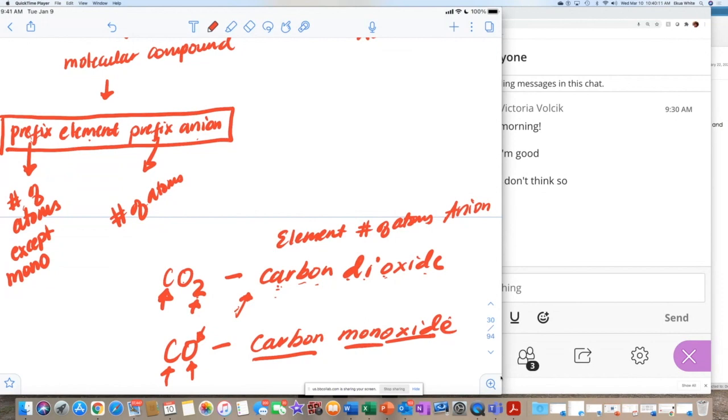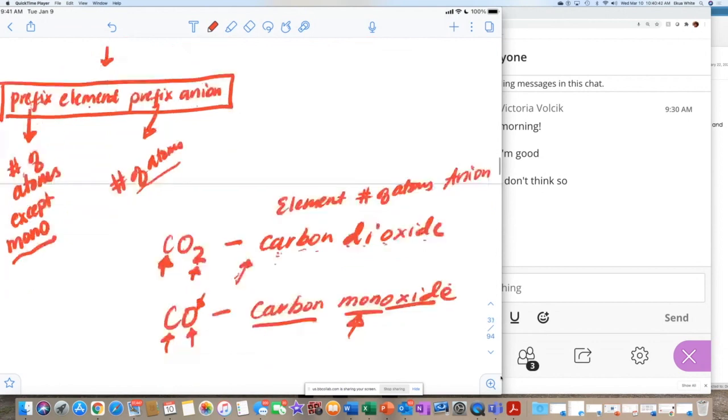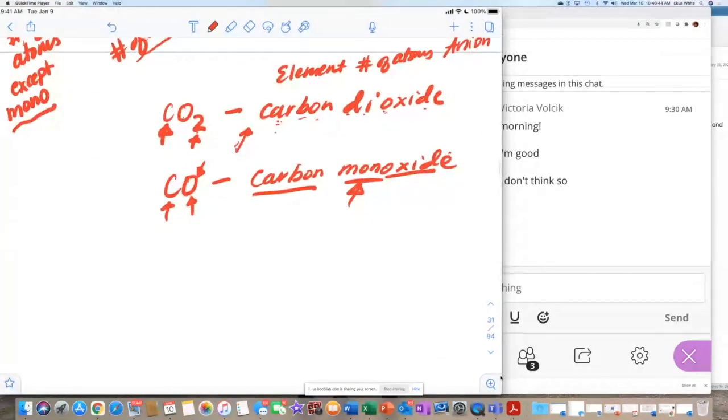Why? I don't know. When they were naming this, I wasn't even born. So I don't know why. This is just what the people decided, that they don't want to use mono. Mono will be implied for the first prefix. But for the second prefix, all prefixes can be used. As you can see right here, the mono in monoxide was used. It was not implied. Okay, so the mono here is implied. The second part, the mono, is not implied. It is used.